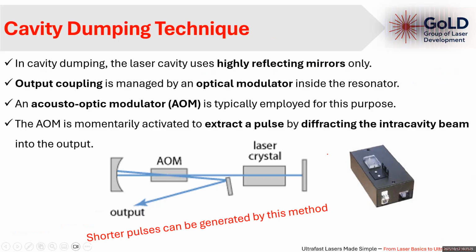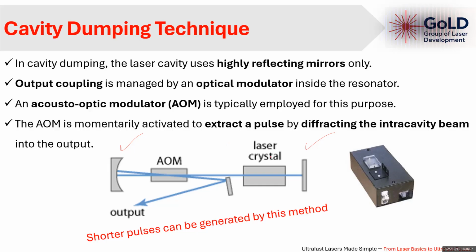Another Q switching technique is called the cavity dumping technique. In the cavity dumping technique, one thing you have to keep in mind is that we don't use any kind of partially reflecting mirrors on any side of the cavity. Here, one is a plane mirror, the other one is a curved mirror, both are reflecting. So light cannot go out from any side.